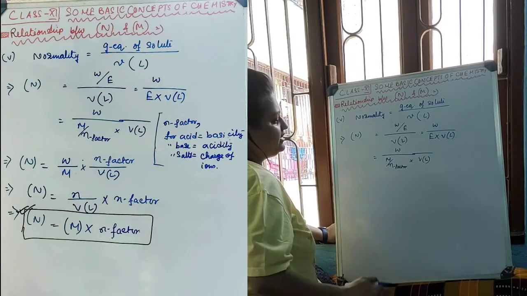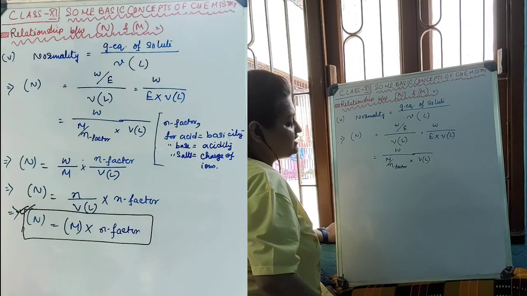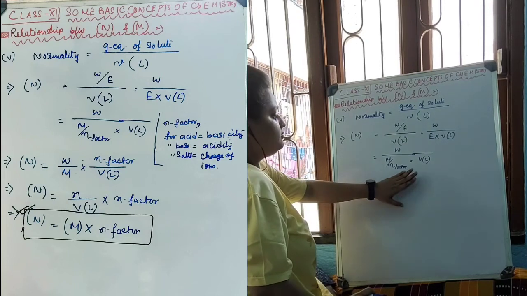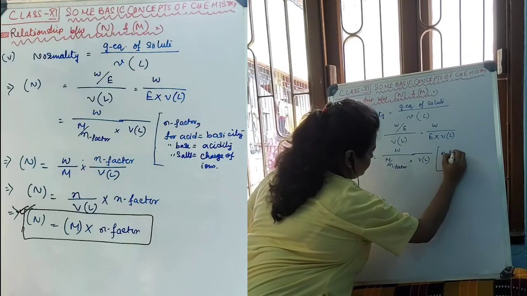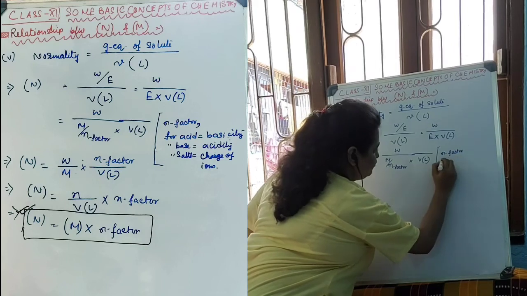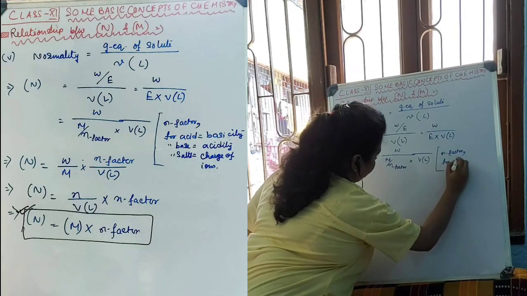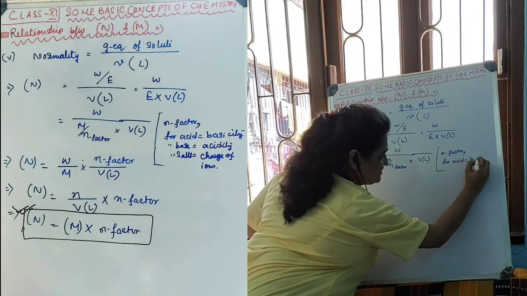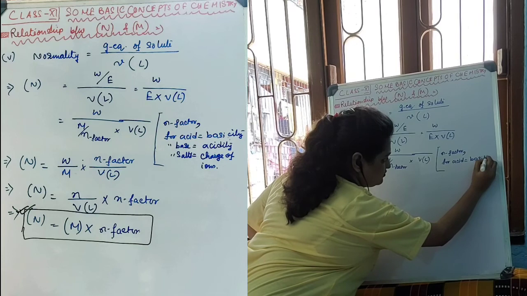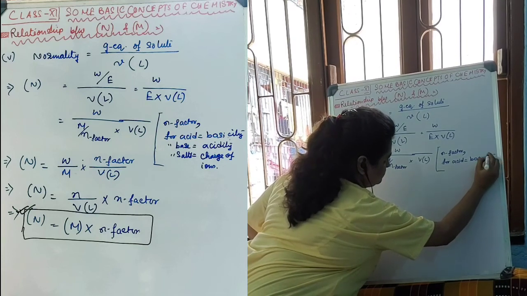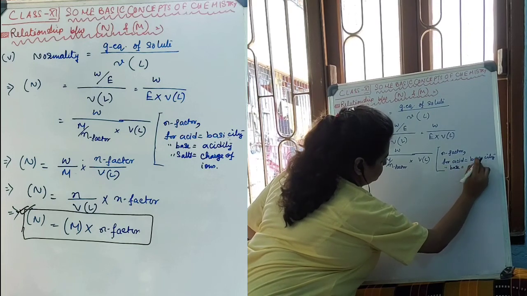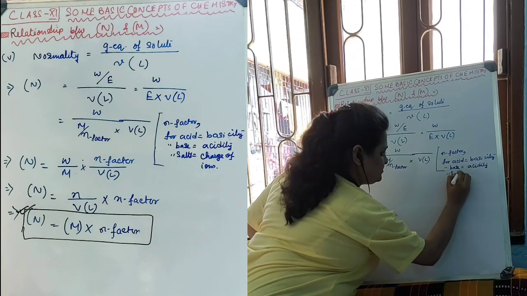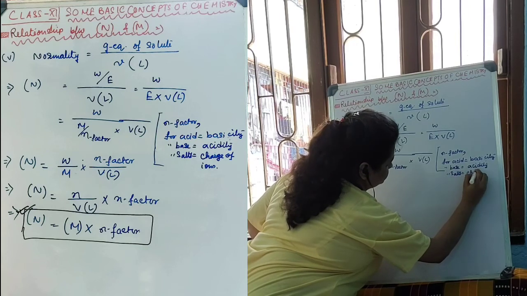From the definition of equivalent mass, as we studied in our last session, equivalent mass is equal to molecular mass by N factor. This N factor, for acid, it was the basicity, for base it was the acidity, for salts it was the charge of the cations.